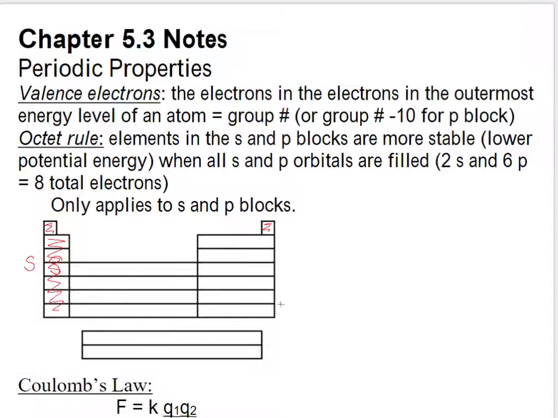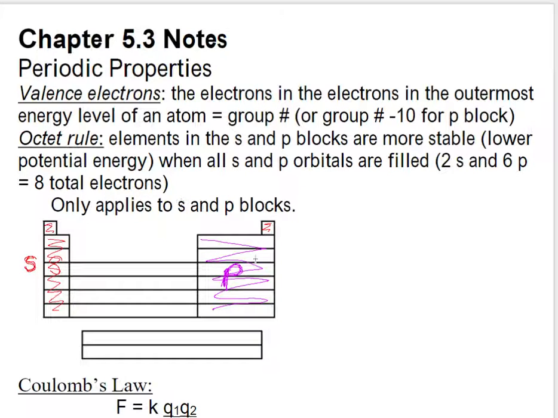And the P block is this section over here. This is our P block. These are all filling up P orbitals. The S block is filling up the S orbitals. Let's make this darker. Okay, so the S block is the first 2 groups, and the P block is these 6 groups over here on the right.